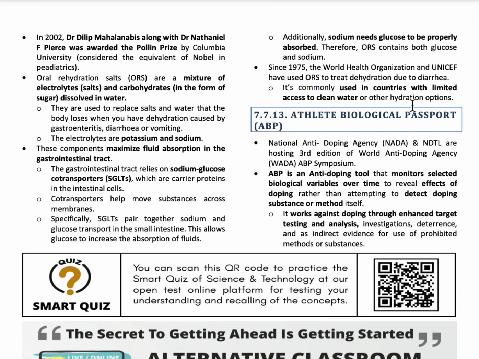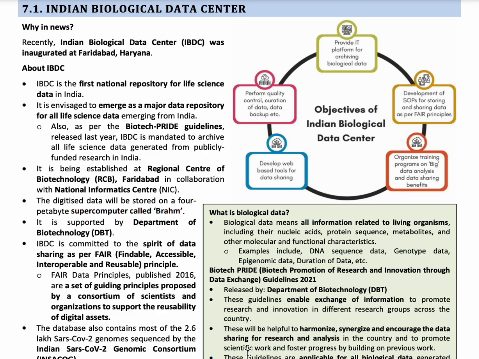The next topic is Athlete Biological Passport, ABP. So it is an anti-doping tool that monitors selected biological variables over time to reveal the effects of doping. Next topic is Indian Biological Data Center.